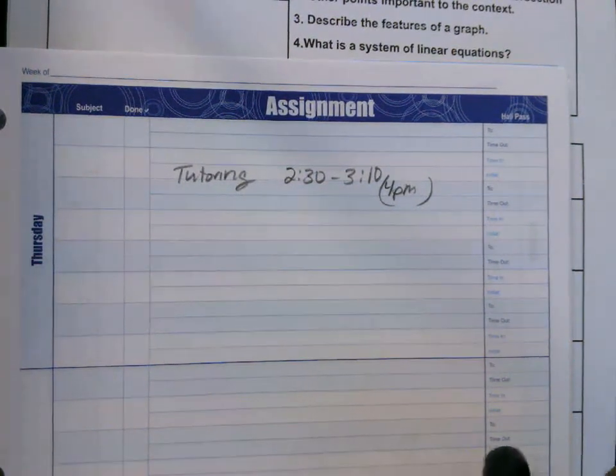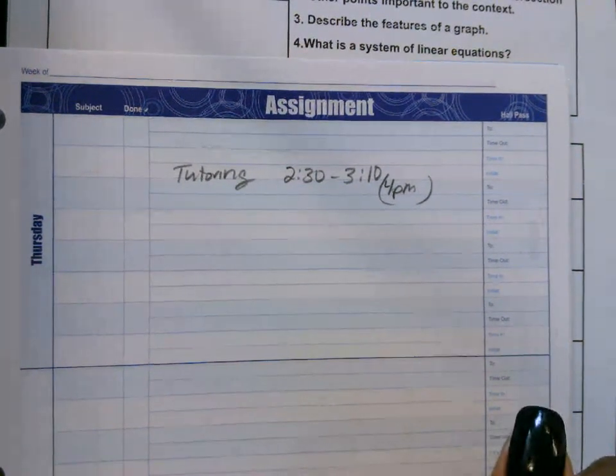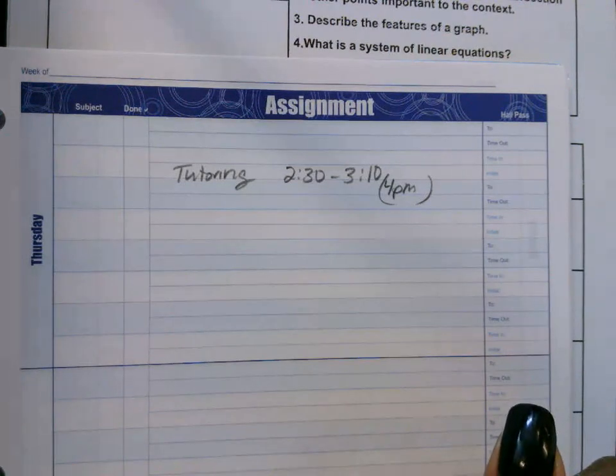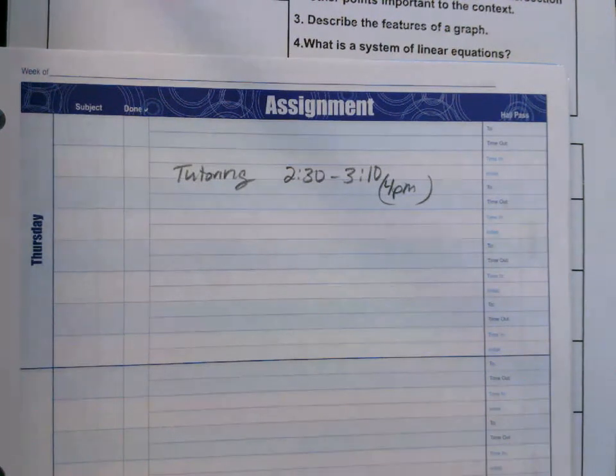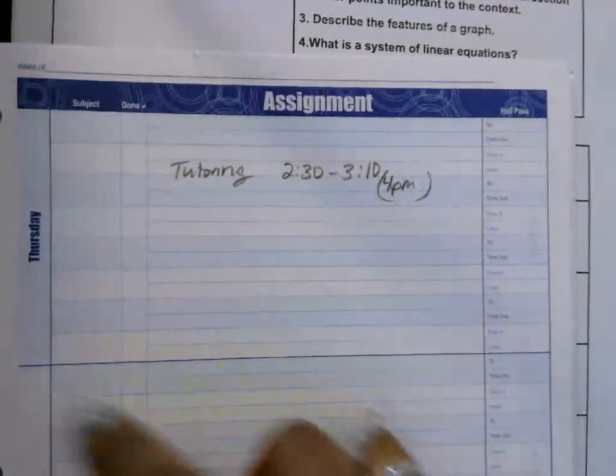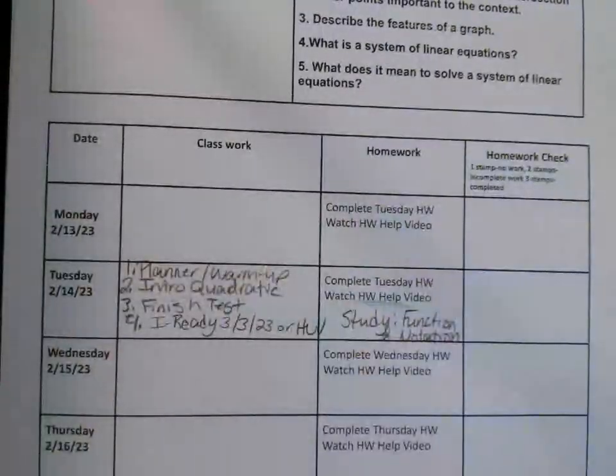Yes, baby. Yeah, can I go to the office and call my dad to remind him that we have tutoring today? Yeah, go ahead. You can actually, you've got your phone, you can do that with your phone. But if you don't, go ahead and go to the office.